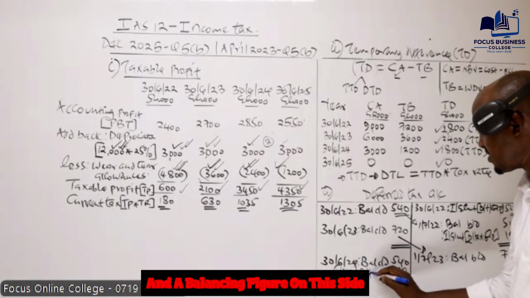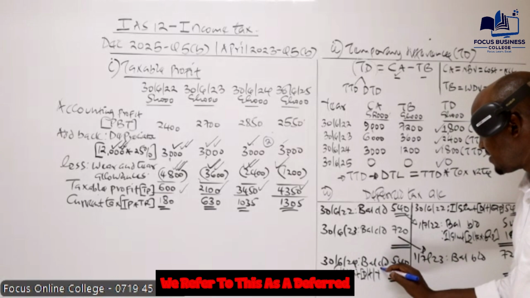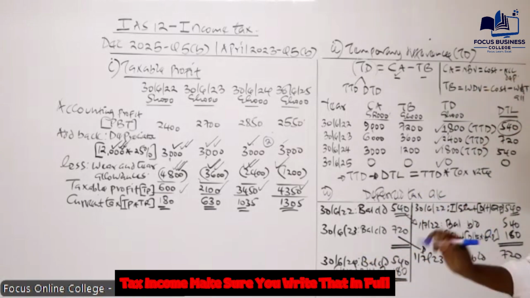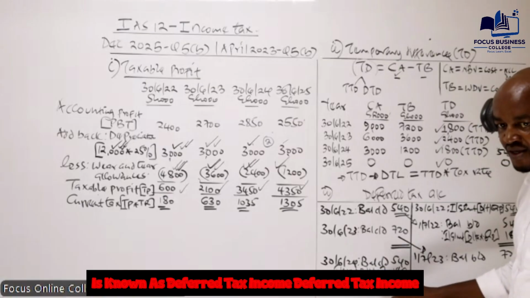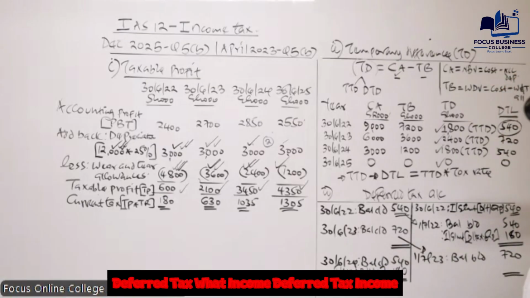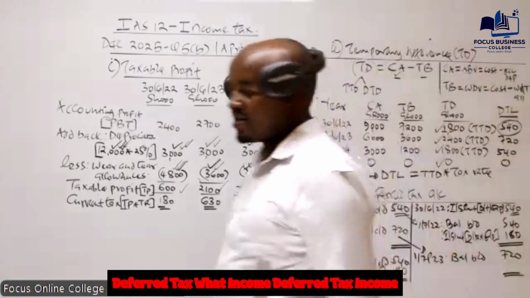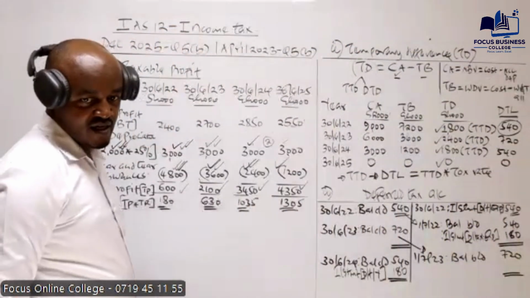A balancing figure on this side, we refer to this as the deferred tax income. Make sure you write that in full. A balancing figure on this side is known as deferred tax income.